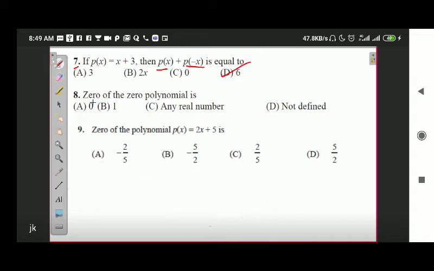Now see next question. Zero of a zero polynomial is. Okay, you have a zero polynomial. You have 2; 2 is a zero polynomial. So their zeros are not defined. Zeros of a zero polynomial are not defined because there is no particular value of x.